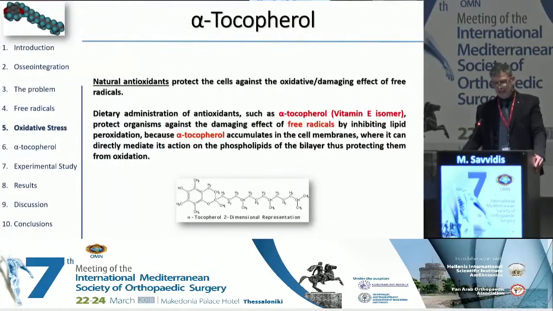Natural antioxidants protect the cells against the damaging effect of free radicals. Dietary administration of antioxidants such as alpha-tocopherol, that is a vitamin E isomer, protects organisms against the damaging effect of the free radicals.